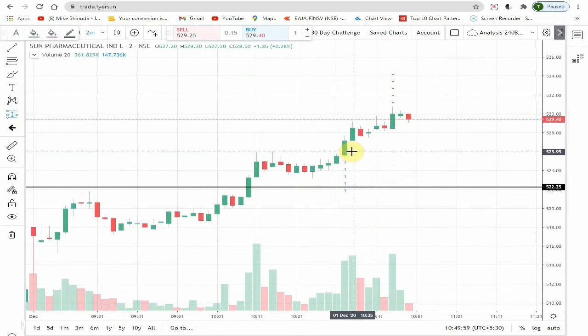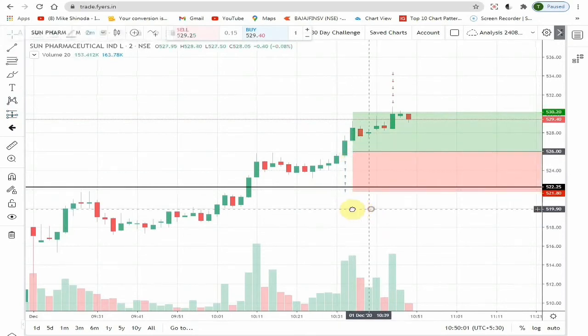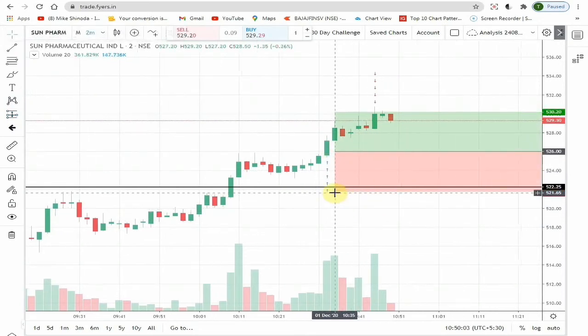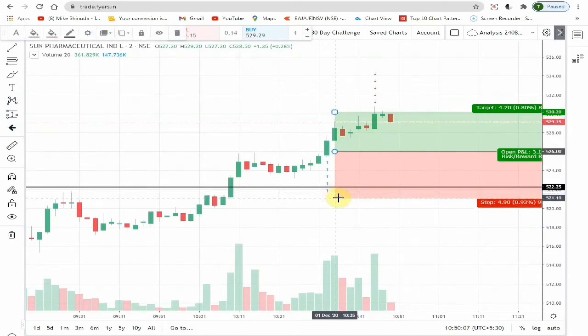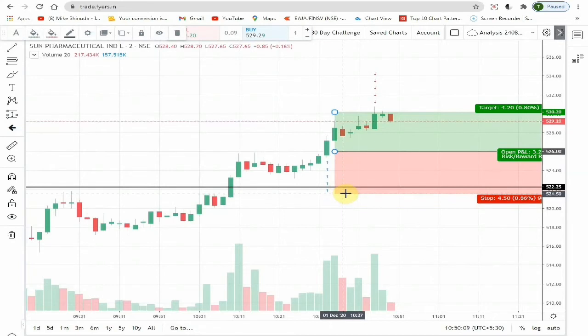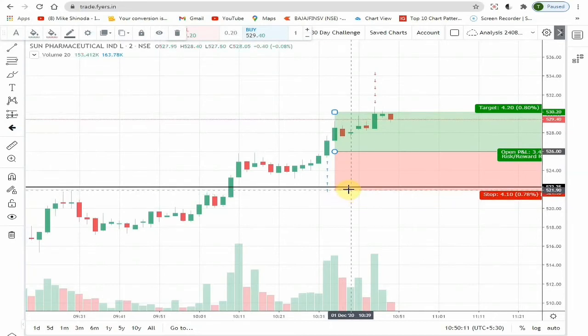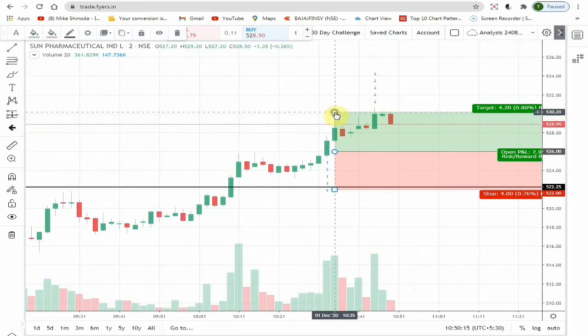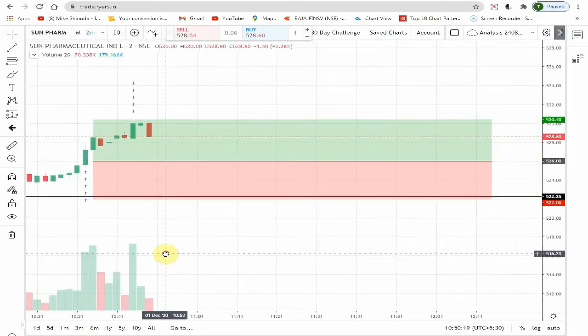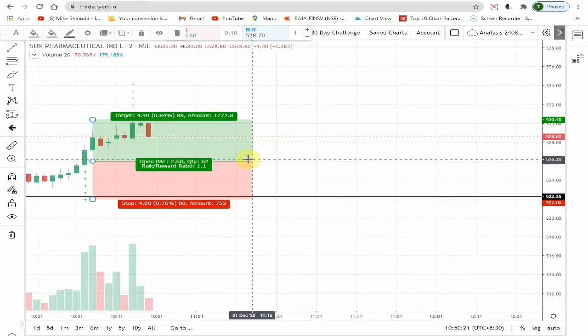Okay, so this is where we entered. I'll show it to you exactly where we entered. So 526, I put the stop loss near the swing low, just a bit above. So it was at 522. That's a difference of 4 points. Okay, so this is where I put it, and the target was at 530. So I see that this is a perfect target, because from here the market is reversing.